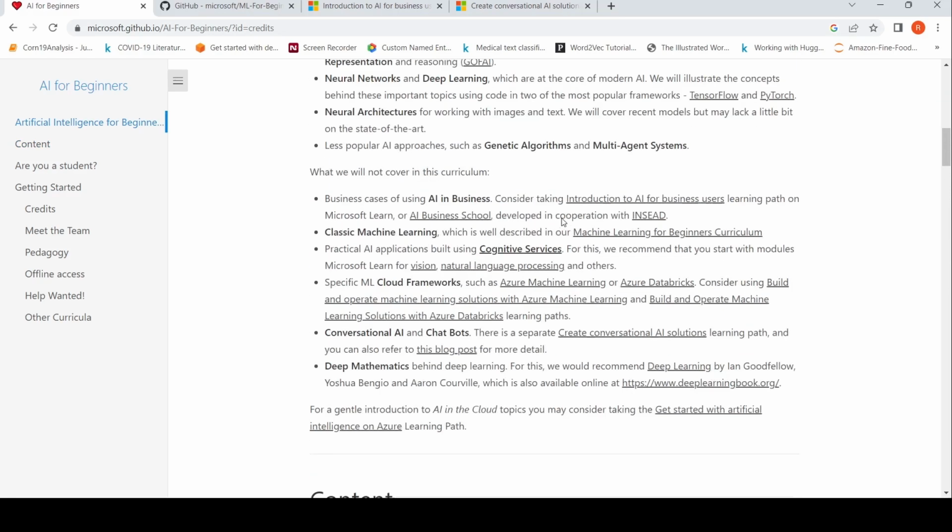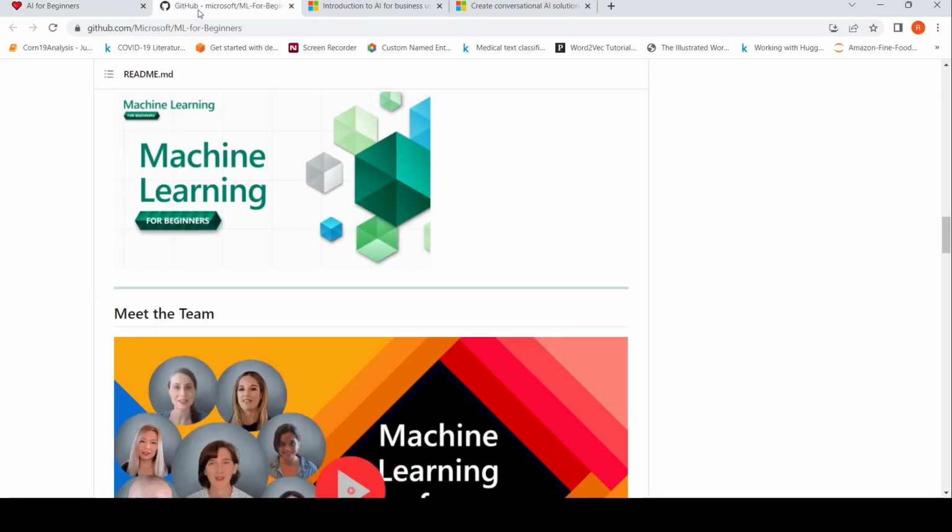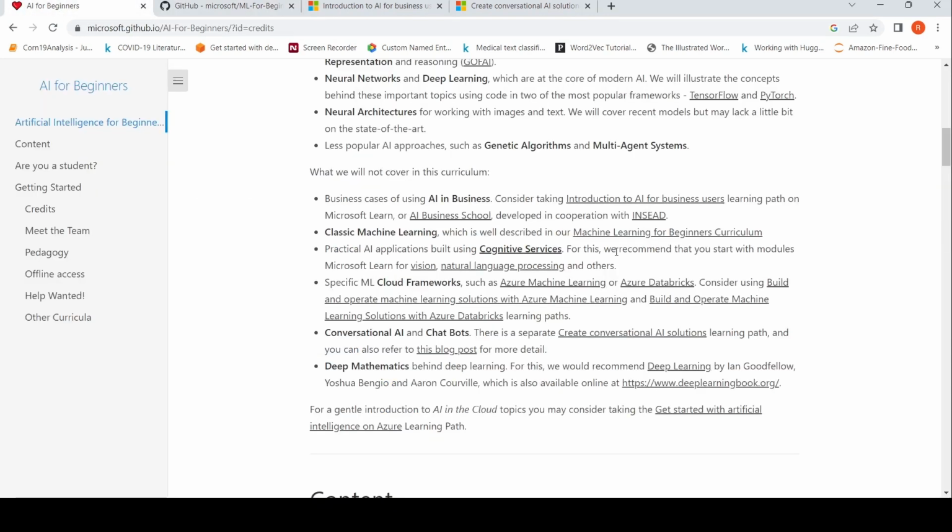But coming to what this curriculum doesn't cover: business cases. They have a link over here, introduction to AI for business users, so you can look at it. It doesn't cover classical machine learning, for which there is another curriculum. It doesn't cover specific ML cloud frameworks such as Azure Machine Learning or Azure Databricks. They have put links for all the other courses over here. It doesn't cover conversational AI and chatbots, or the deep mathematics behind deep learning, but they have links for all these topics.